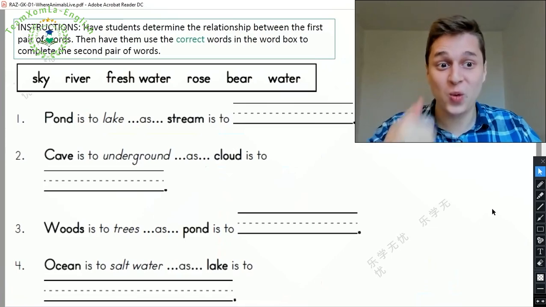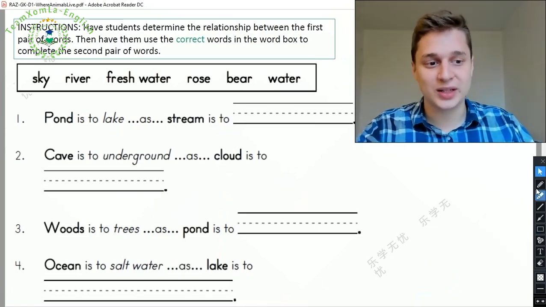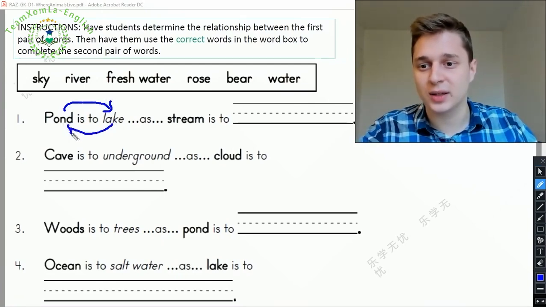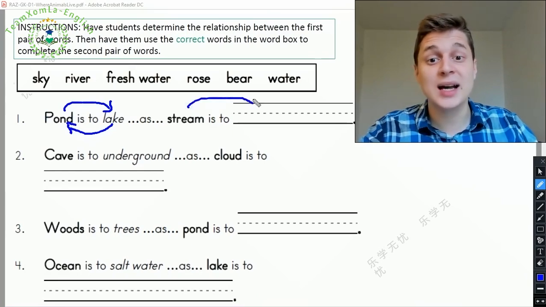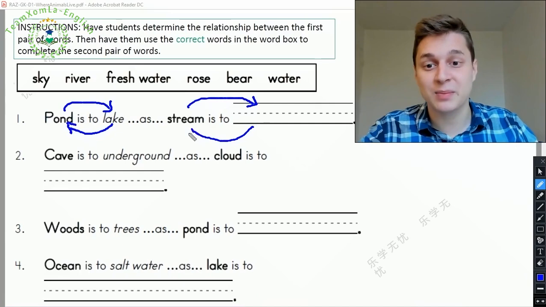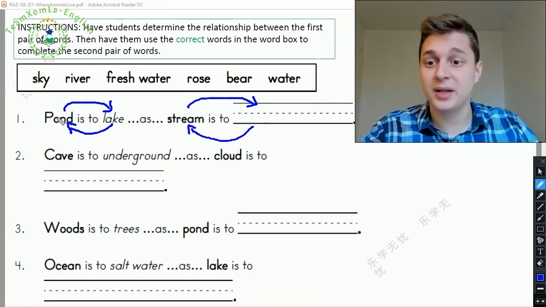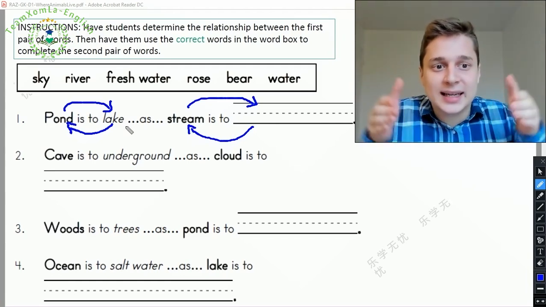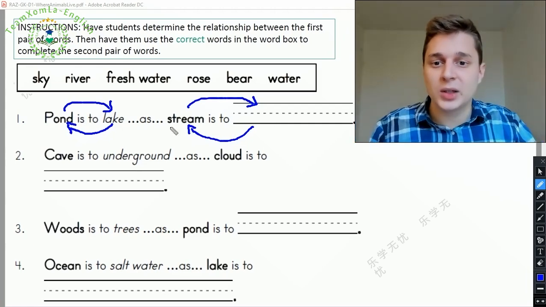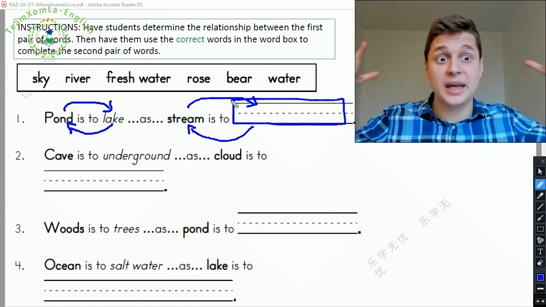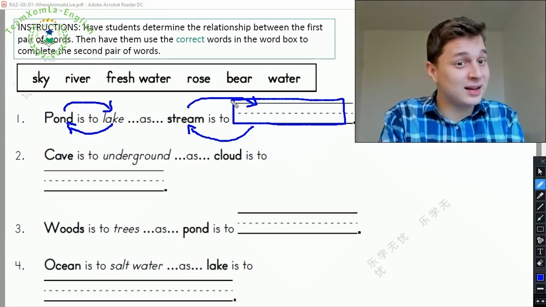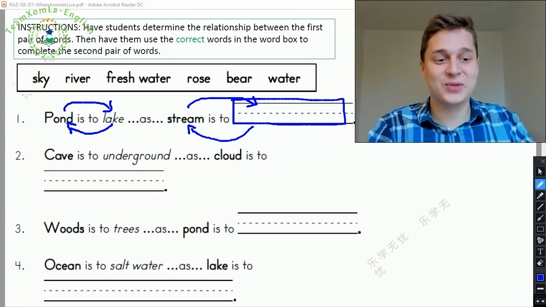Alright guys, let's do a word exercise before we go. Let's try to find the relationship between these two words, the first two words in a sentence, so that we can find the missing word in the second part of the sentence. Pond is to lake. A pond is a very, very tiny lake. So we are looking for something that is like a stream, but bigger than a stream. Pond, lake. Stream, river. We're looking for the word river.